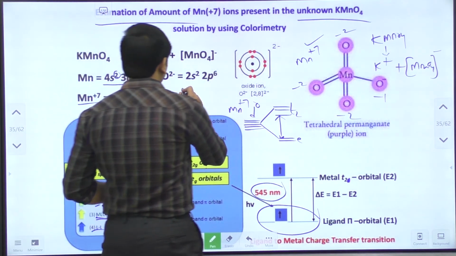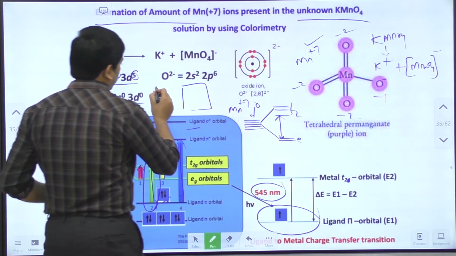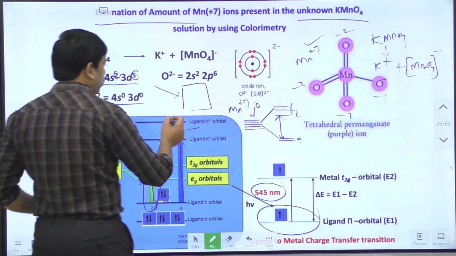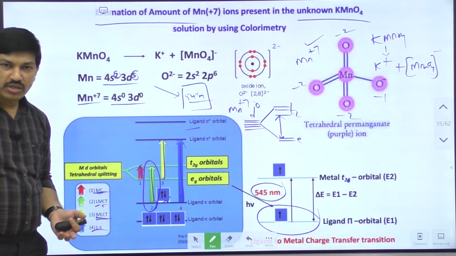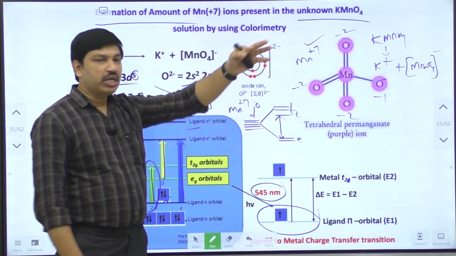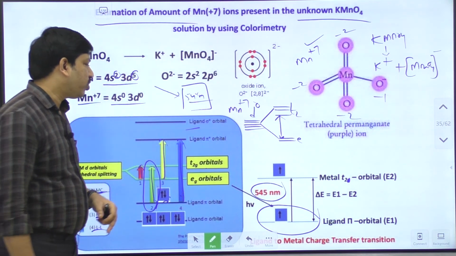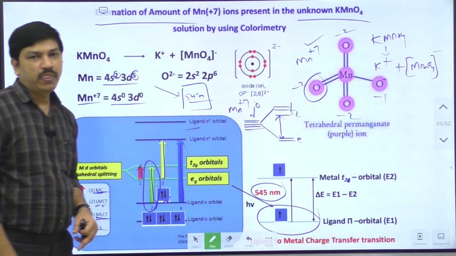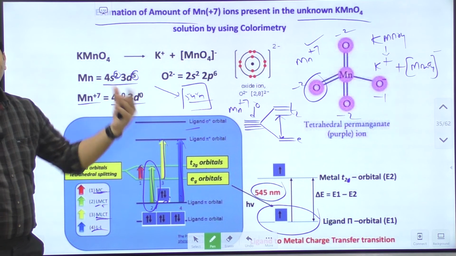Generally, sun radiation contains all types of radiations, so that is white light. If we send white light towards the KMnO4 solution, it absorbs 545 nanometers, and the remaining colors come outside, and those colors combine with each other and form the corresponding complementary color, which is purple in nature. So this is the main reason why potassium permanganate shows color.